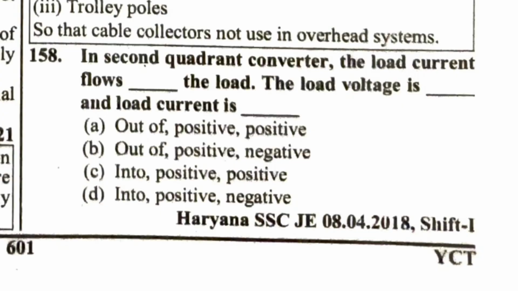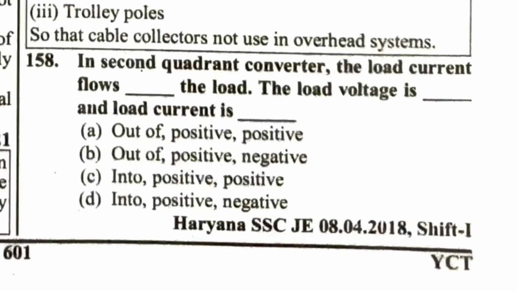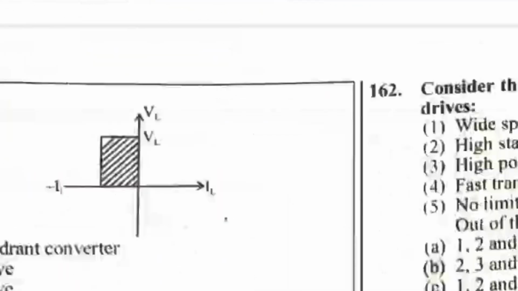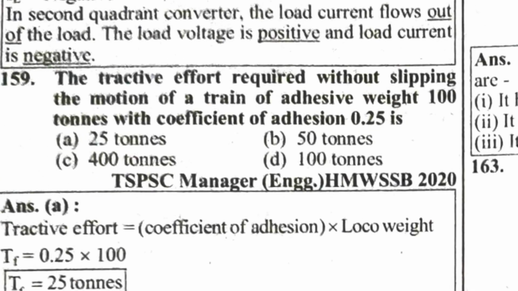In second quadrant converter, the load current flows out of the load. Load voltage is positive and load current is negative. The tractive effort required without slipping the motion of a train of adhesive weight 100 ton with coefficient of adhesion 0.25 is tractive effort equals coefficient of adhesion into loco weight, 0.25 into 100, 25 ton.